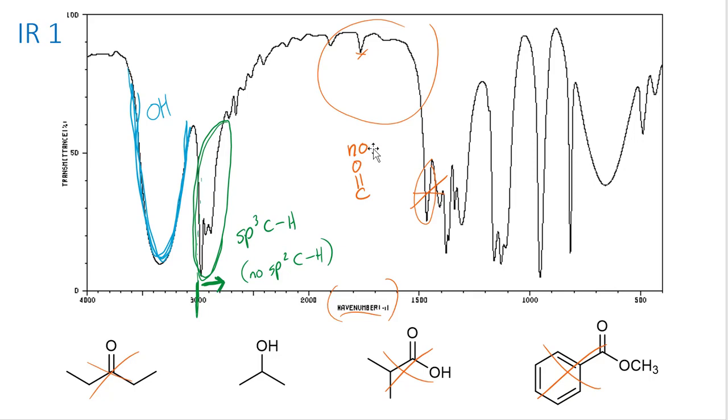That observation rules out basically three out of four of our structures. The fact that we don't have a carbonyl, 3 out of 4 structures have a carbonyl of some kind or another. And by process of elimination, then, we're left with isopropyl alcohol. Notice that it's consistent in that we have an OH bond that is creating this absorbance, and that we have only sp3 carbon hydrogen bonds present.